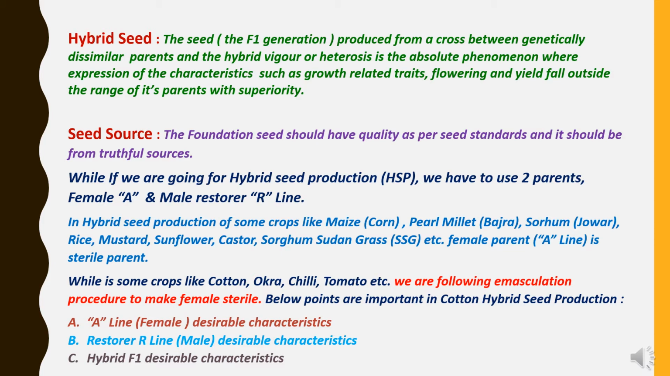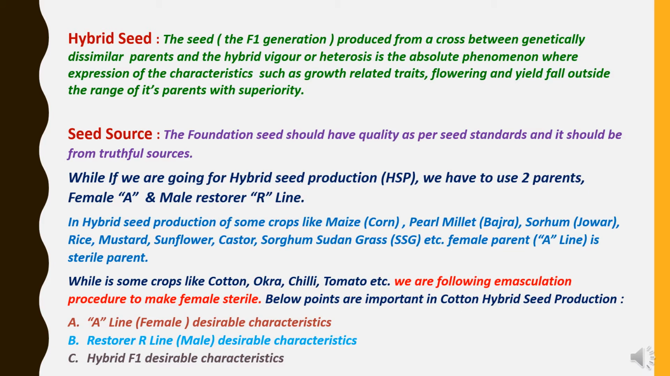In hybrid seed production, the seed is the main input, and the seed source should be pure and of the highest standards. The foundation seed should have quality as per seed standards and should be from truthful sources. For hybrid seed production, we have to use two parents in hybrid cotton seed production, known as the female parent A line and the male parent, the restorer line or R line.